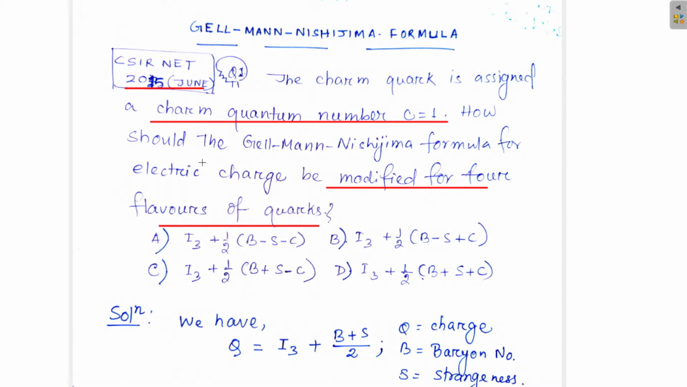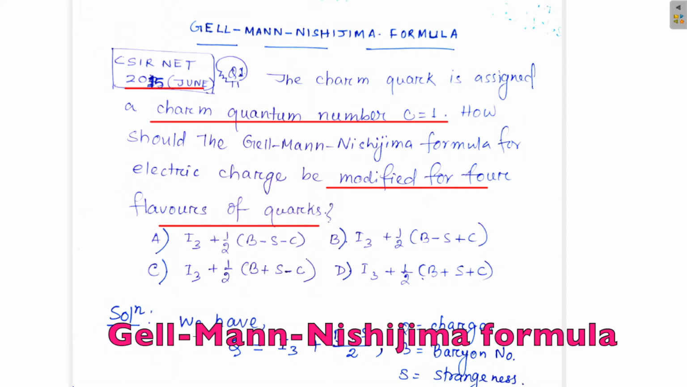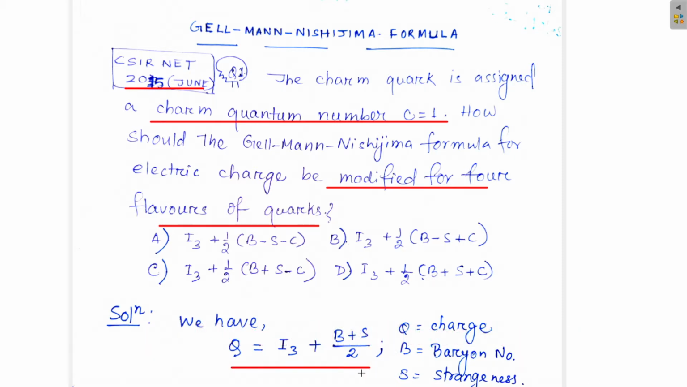It's very easy to solve this problem because we know that the Gell-Mann-Nishijima formula is given like this: Q is equal to I3 plus B plus S over 2, where Q is the total charge, I3 is the third component of the isospin, B is the baryon number, and S is the strangeness quantum number. So we can see that the Gell-Mann-Nishijima formula contains B plus S.